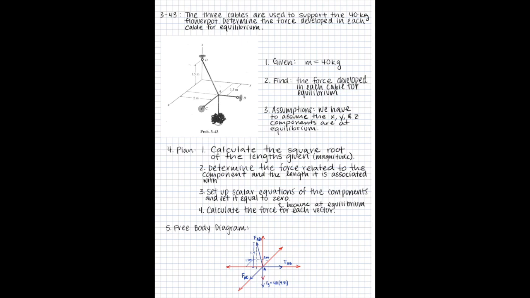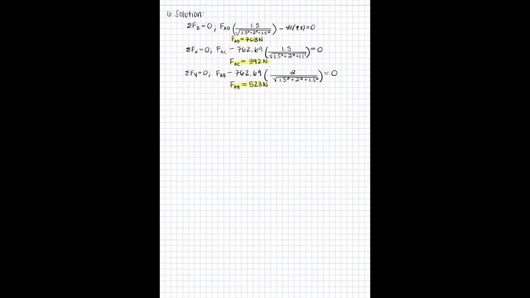Also, in the free body diagram, I specified the lengths again. So for the z-axis, it's 1.5 meters, x-axis is also 1.5 meters, and the y-axis has 2 meters. That then brings us to step 6, which is calculating our solution.